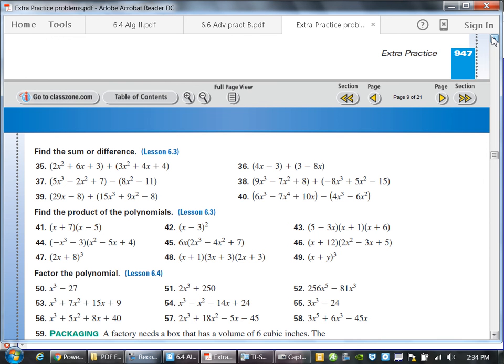No, I don't have any of this. I don't think I have the solutions for the back of the book ones. I don't think I have copies of those, to be honest with you. Let me see.